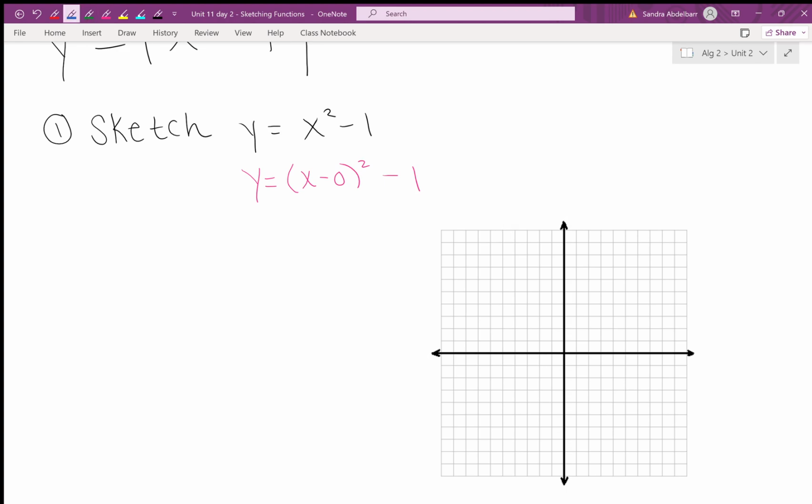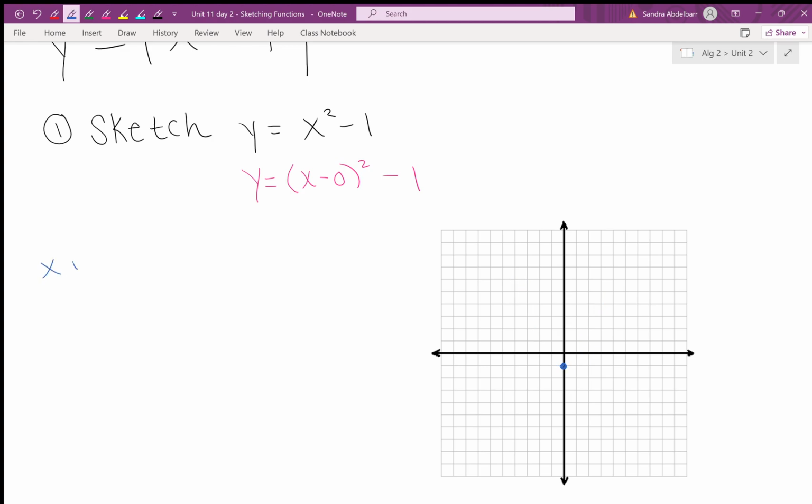All right, so am I shifting left or right at all? No. Am I shifting up or down at all? Yes. So here's my turning point. Will there be x-intercepts? It's smiling, right? So will there be x-intercepts? Yes. Do I need to find those x-intercepts? Yes. So we can't draw this until we find those x-intercepts.